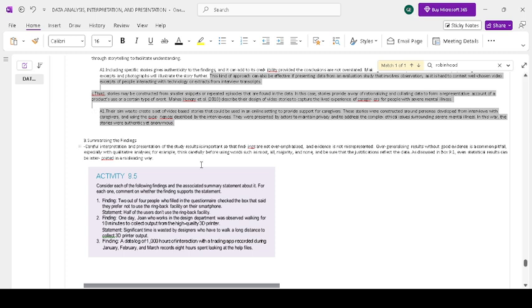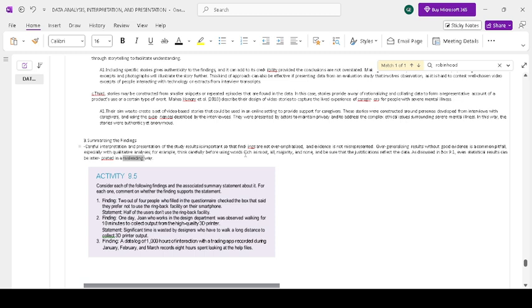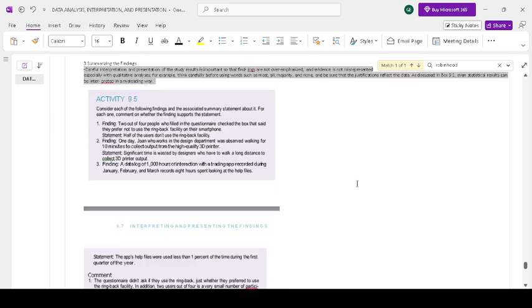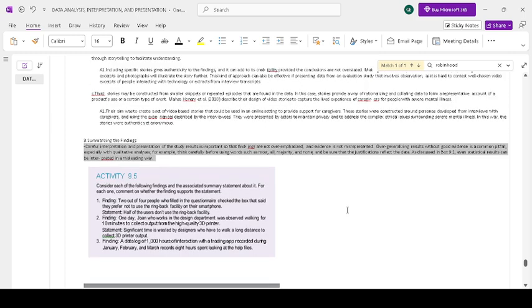Summarizing the findings, careful interpretation and presentation of the study results is important so that findings are not overemphasized and evidence is not misrepresented. Overgeneralizing results without good evidence is a common pitfall, especially with qualitative analysis. For example, think carefully before using words such as most, all, majority, and none. Be sure that the justification reflects the data. As discussed in Box 9.1, even statistical results can be interpreted in a misleading way.